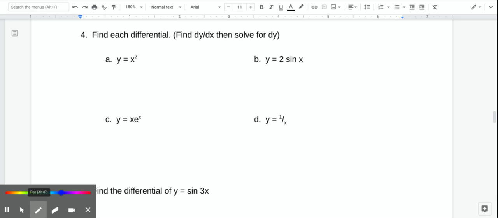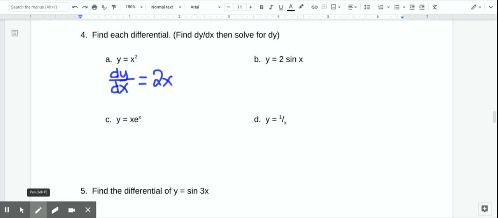Remember, a lot of times when we take the derivative, we call this y prime. But another way to write that, in a way we're going to use a lot more often, is we say, look, we're going to take the derivative of y with respect to x, so dy dx. So dy dx, if we take the derivative, is 2x. And then all we need to do is solve that for dy. So we're going to multiply both sides by dx. So dy is 2x dx. And that's it. That's a differential.